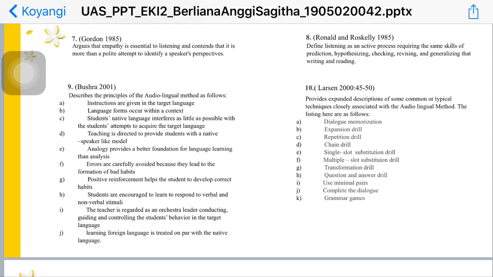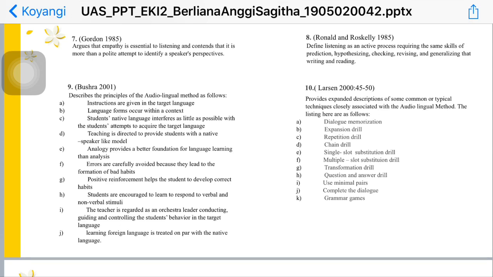And the next is positive reinforcement helps the student to develop correct habits. Students are encouraged to learn to respond to verbal and non-verbal stimuli. The teacher is regarded as an orchestra leader, conducting, guiding, and controlling the student's behavior in the target language. And the last is learning a foreign language is treated on par with the native language.